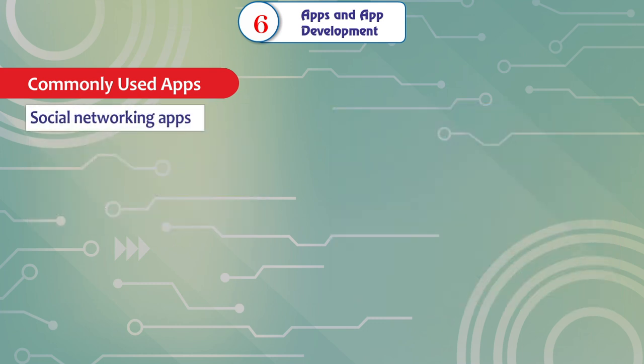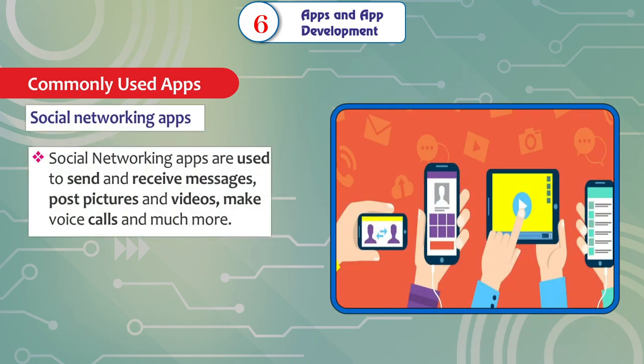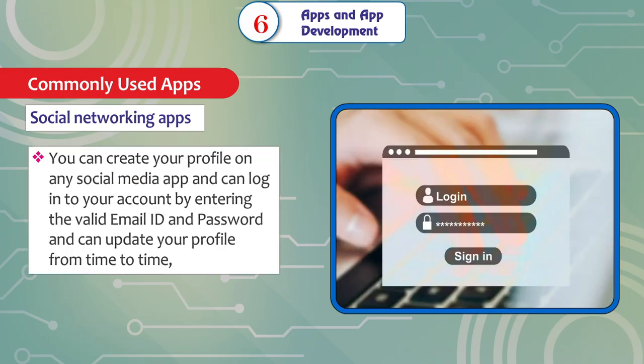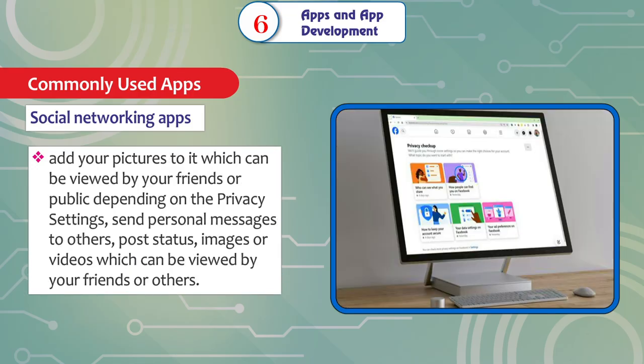Social networking apps. Social networking apps are used to send and receive messages, post pictures and videos, make voice calls, and much more. You can create your profile on any social media app and can log in to your account by entering a valid email ID and password and can update your profile from time to time. Add your pictures to it, which can be viewed by your friends or the public depending on the privacy settings.